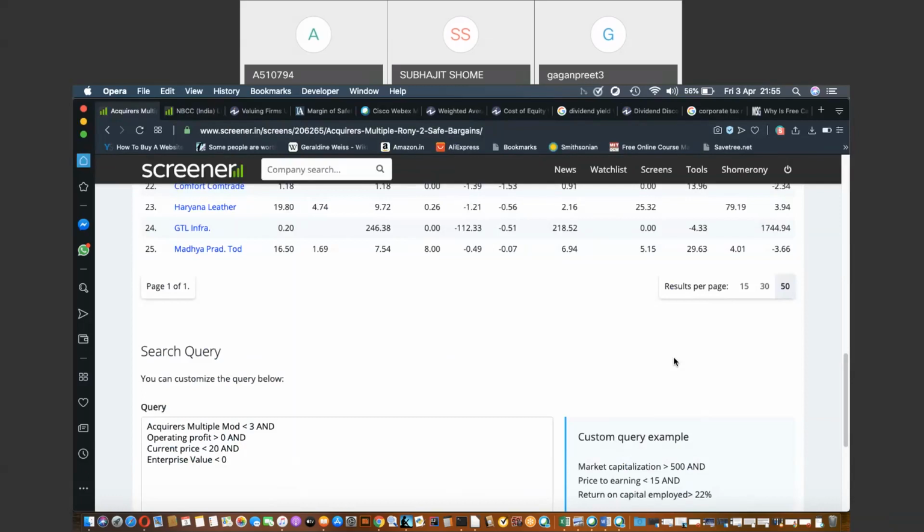dividend discount method. And Gaganpreet, you missed the first part of the session. I'll be recording the full thing and I'll be sending it to the group. You find from there what is the dividend discount method in detail. All right. No problem.